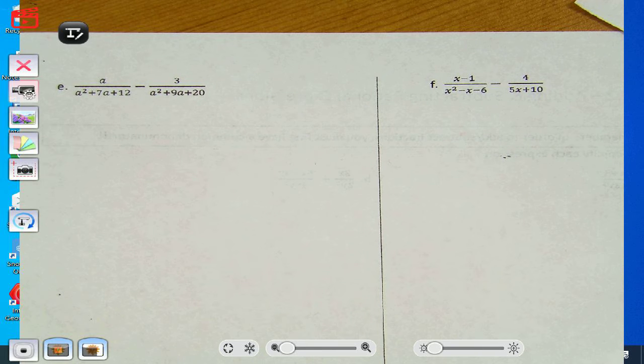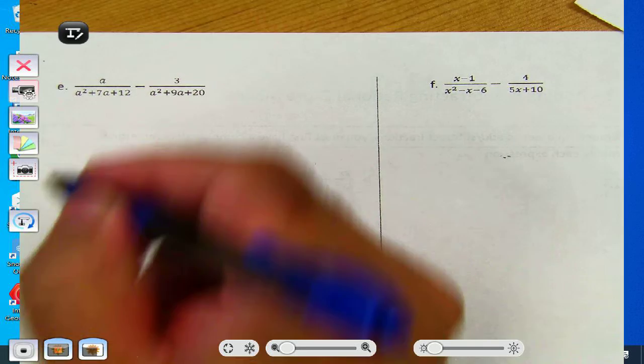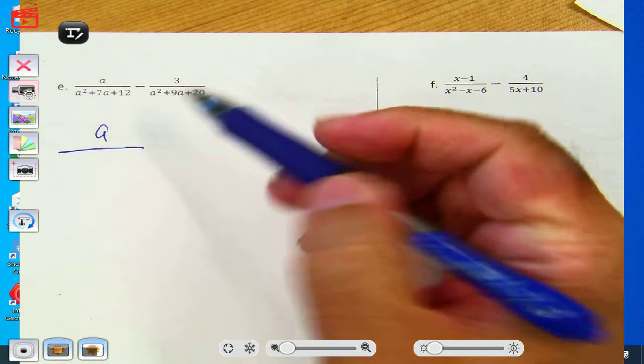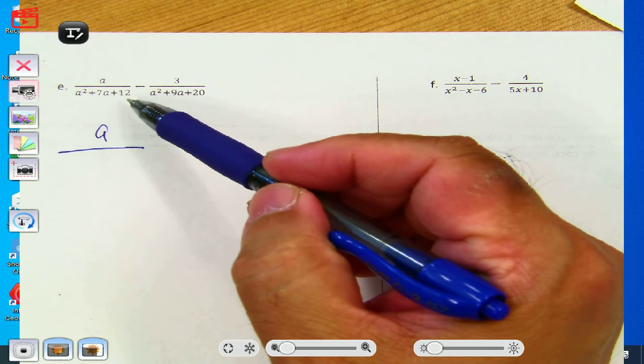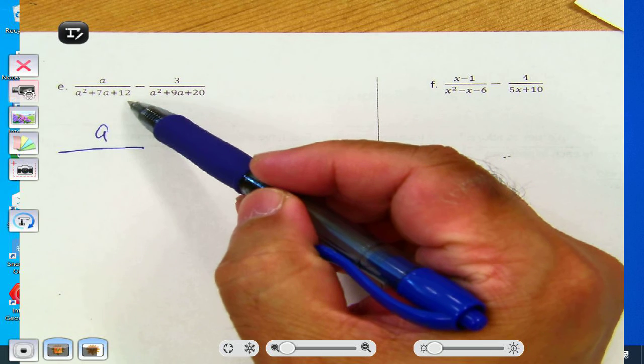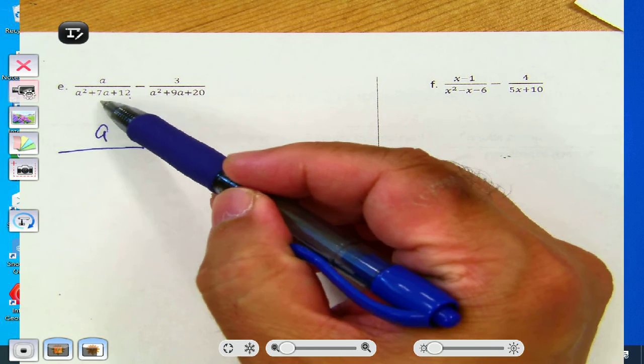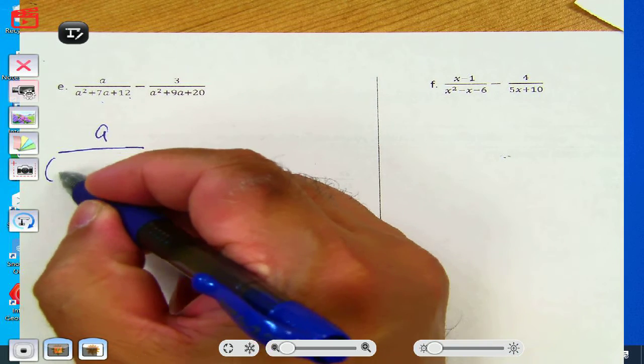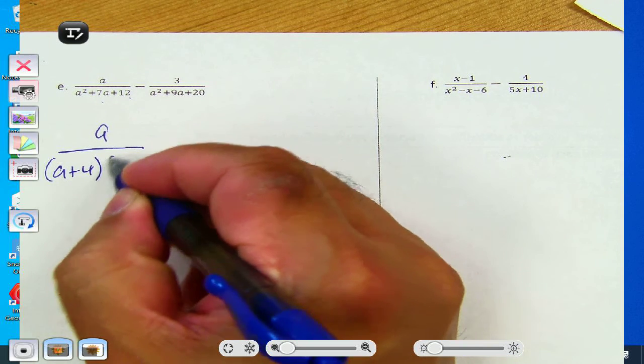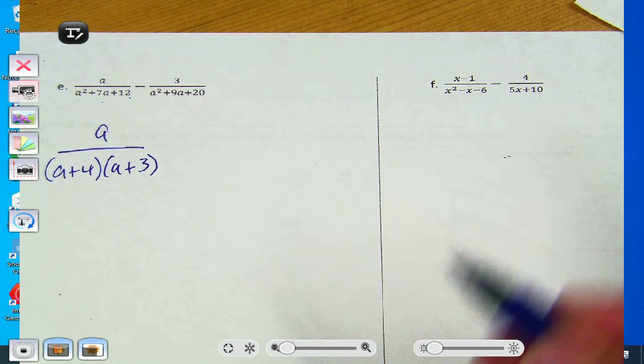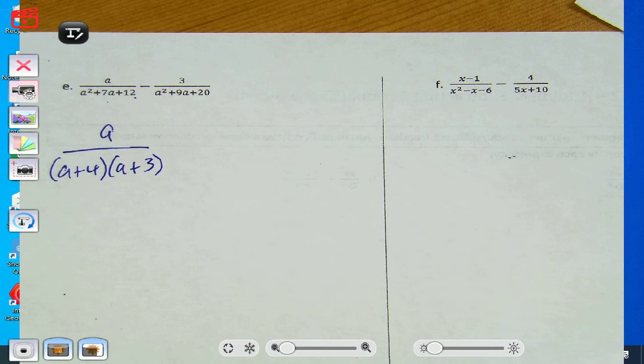First thing you want to do is factor. So remember to factor a squared plus 7a plus 12. It's what times what gives me 12 that combine to make 7. That will be 4 and 3. So a plus 4, a plus 3. I will pause while you catch up.